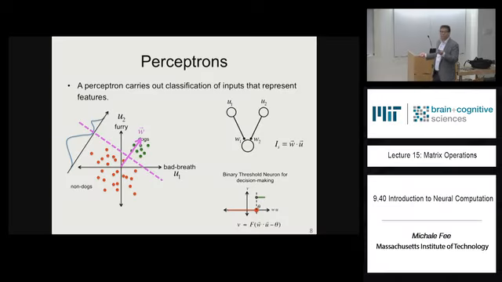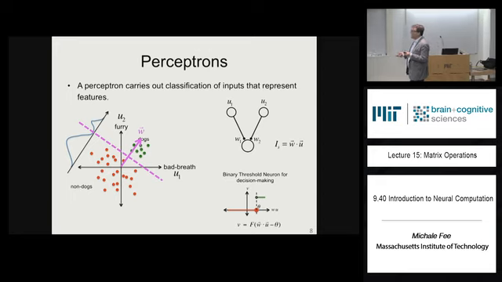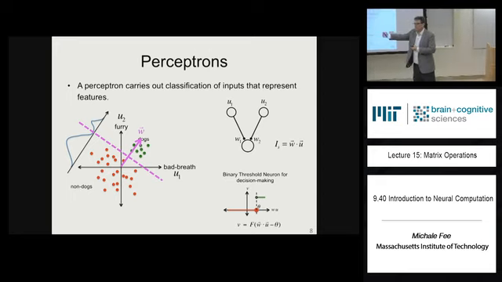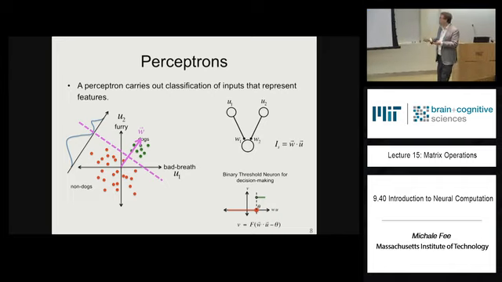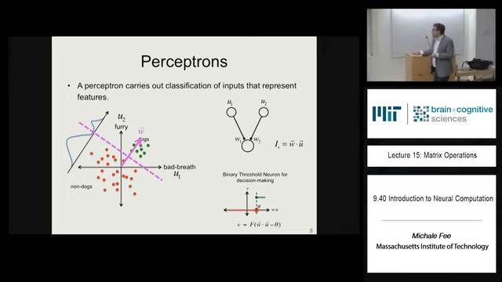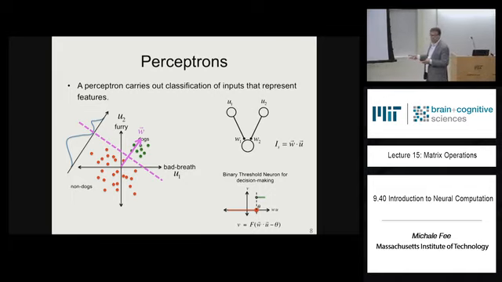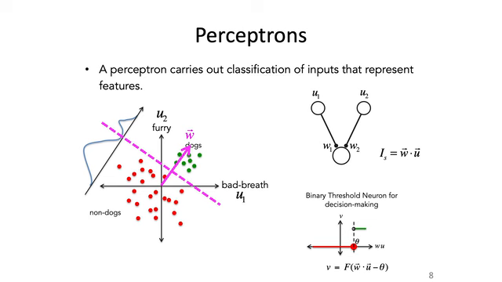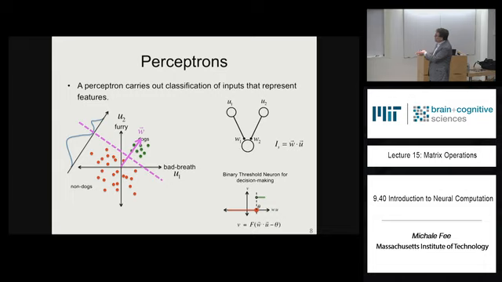Binary threshold neurons are great for making decisions because, unlike a linear neuron, which just responds more if its input is larger and less if its input is smaller, they have a very clear threshold below which the neuron doesn't spike and above which the neuron does spike. So in this case, this output neuron will have a firing rate of 1 for any input that's on this side of the decision boundary, and a firing rate of 0 for any input that's on this side of the decision boundary. Okay?